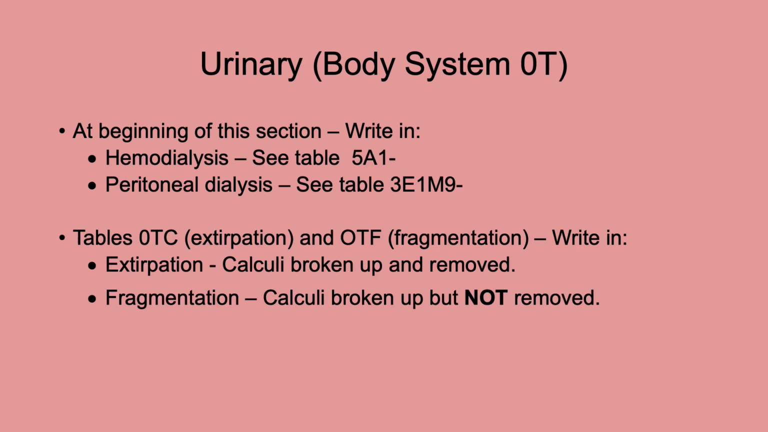Okay, so let's go on to the urinary system, 0T. At the beginning of this section, write in hemodialysis, see table 5A1, peritoneal dialysis, see table 3E1M9. So you might be in the urinary system and then go, I need to do dialysis, and this will tell you right away which ones you use. Also, that note about extirpation versus fragmentation, write that in at 0TC and 0TF. Extirpation, broken up and removed. Fragmentation, broken up but not removed. Not surgically removed.